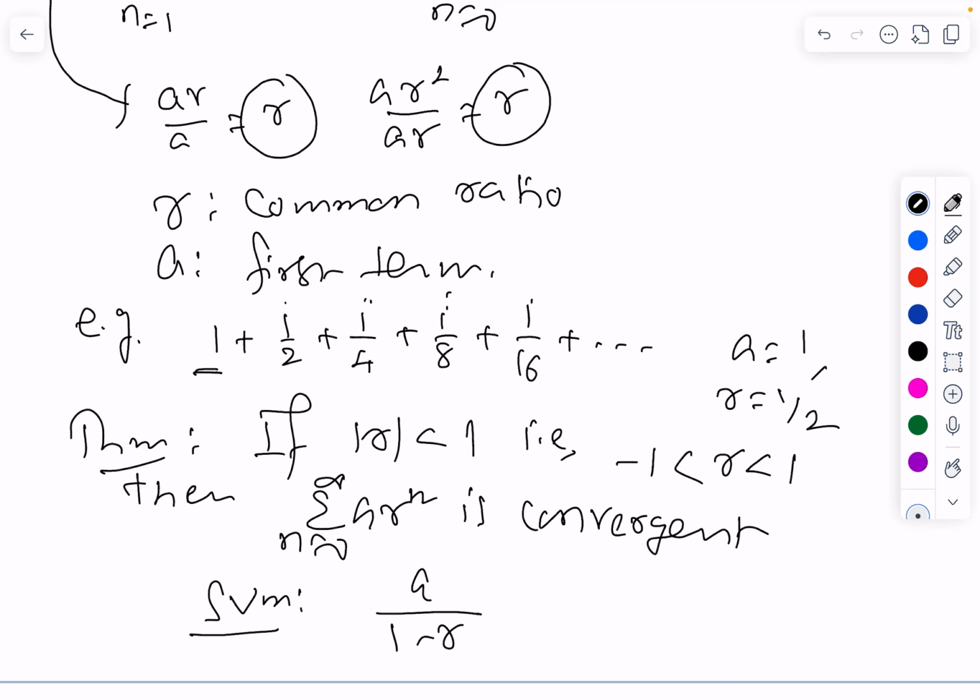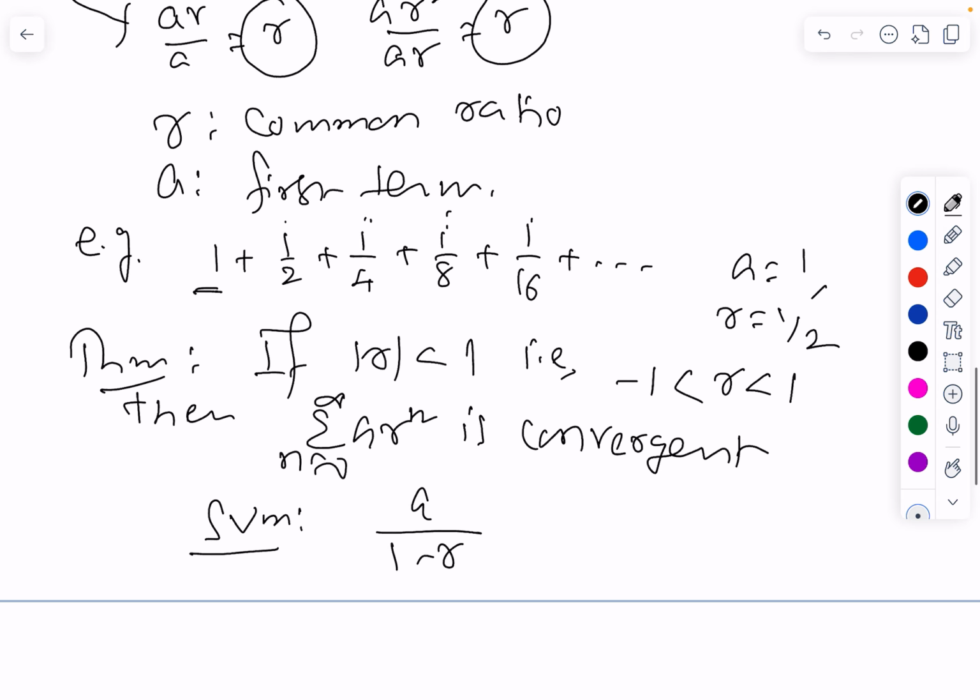So by using this, we can have some examples. So that means if modulus R is greater than or equal to 1, then that series is divergent.